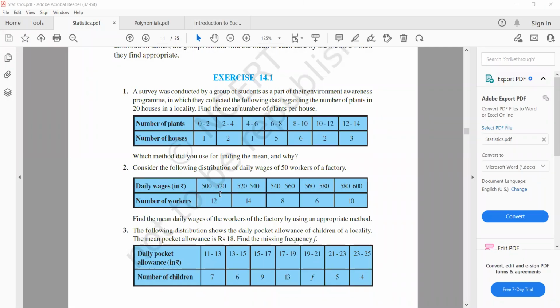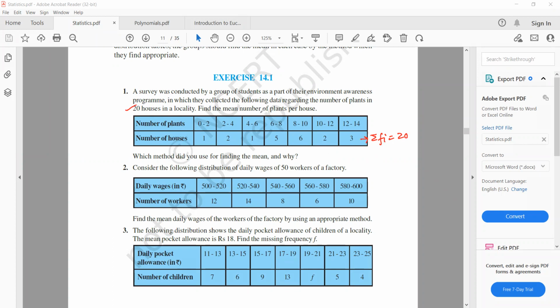Now look at this exercise 14.1. Can everyone see that? Yes, ma'am. So I'm giving you some homework today. See the first question. A survey was conducted by a group of students to plant in 20 houses. So basically this is data of 20 houses. So that means if you add it, you are going to get 20, that you can check, right?